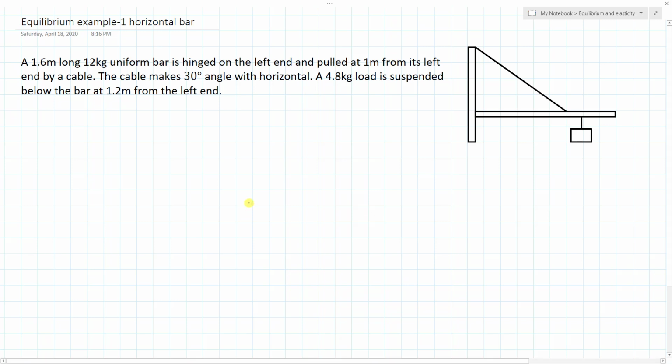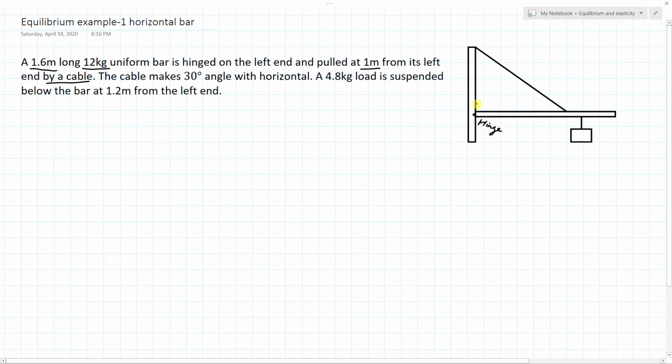We have an example question for equilibrium, a horizontal bar. A 1.6 meter long, 12 kilogram uniform bar is hinged on the left end and pulled at 1 meter from its left end by a cable. So let's see, here's a hinge. So I'll place this here.